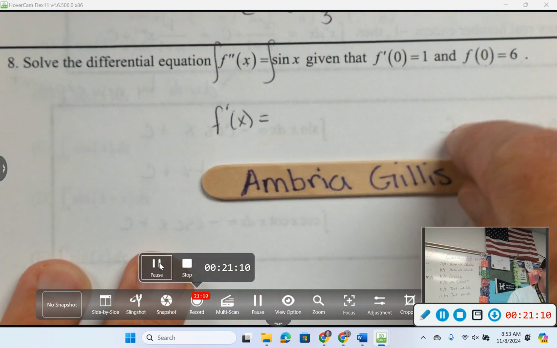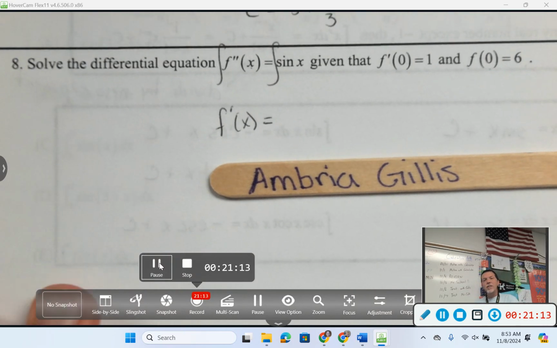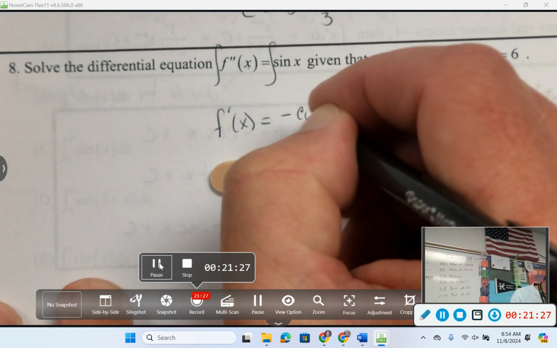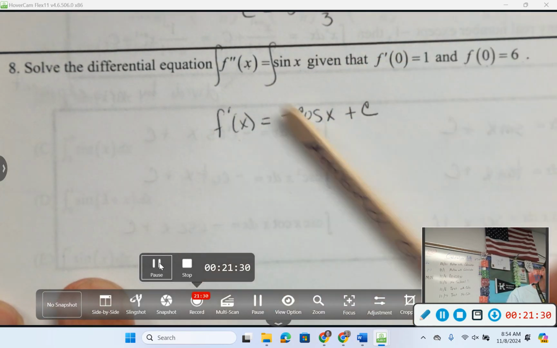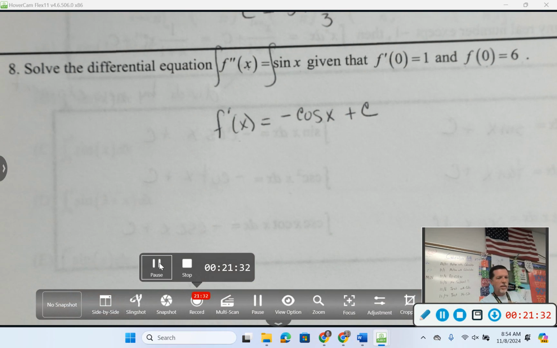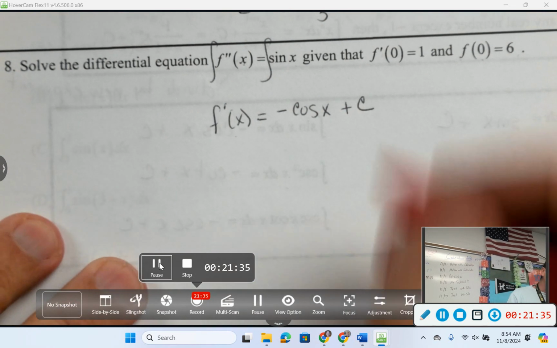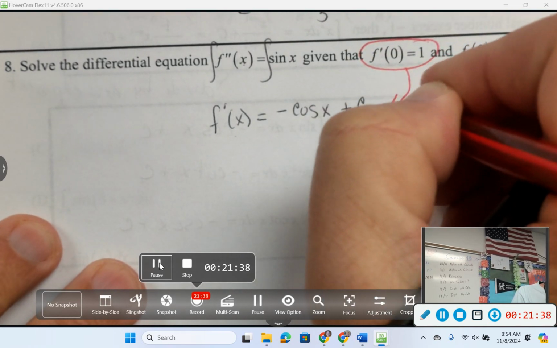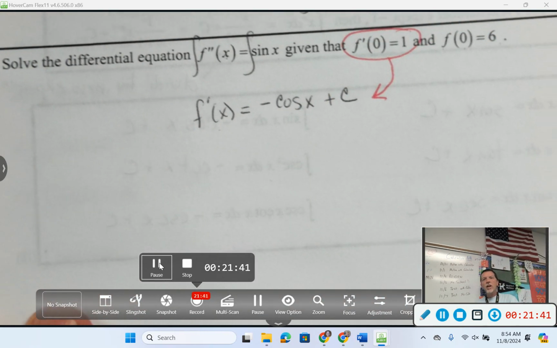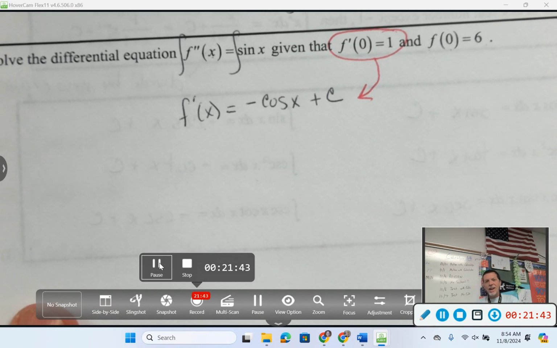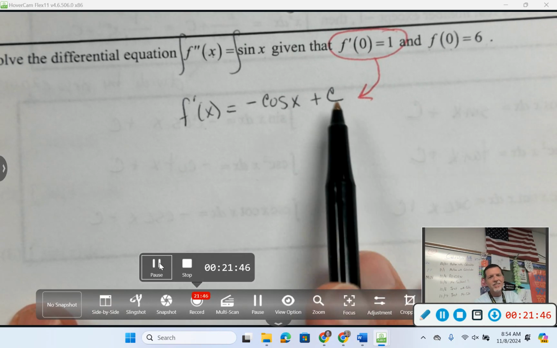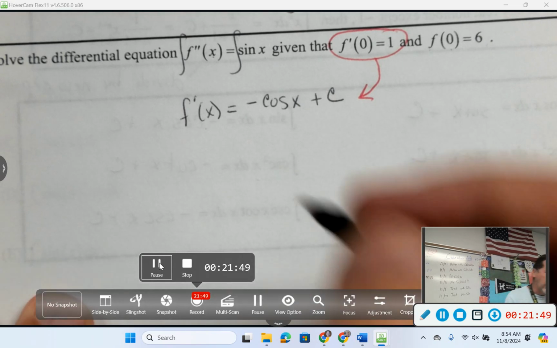I need the antiderivative, the underivative, the go backwards of sine. What function has a derivative of sine? Close. Negative cosine. Does that make sense? Okay. So negative cosine. And don't forget the plus c. I think before we go backwards again, we should use this to figure out what c is. If I go backwards again, I'm going to have a c times x and another c. So let's find the c's as we go.